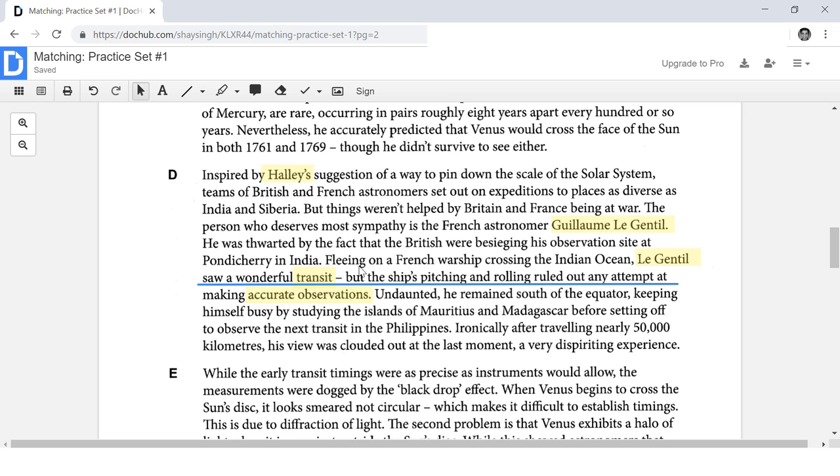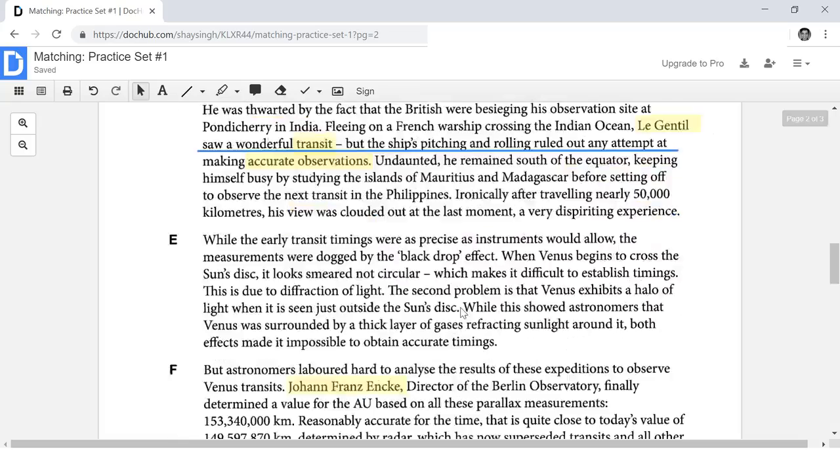So here it says that fleeing on a French warship crossing the Indian Ocean, Le Gentil saw a wonderful transit, but the ship's pitching and rolling ruled out any attempt at making accurate observations. Okay, so we know that Le Gentil saw a wonderful transit, but his observations were not accurate because his ship kept rolling around and turning, probably because of the ocean waves. So, for that reason, he wasn't able to make accurate observations.